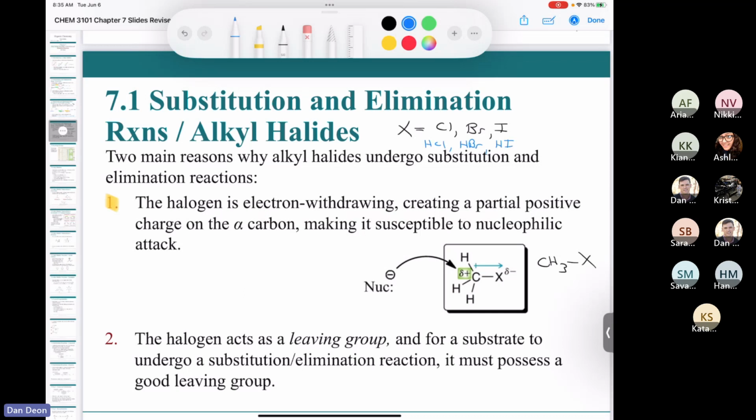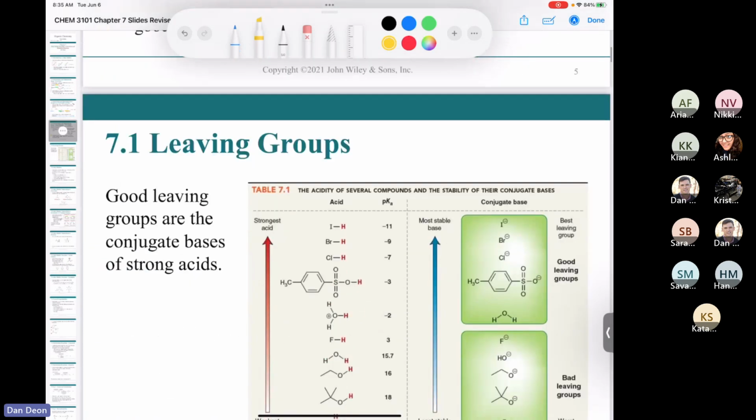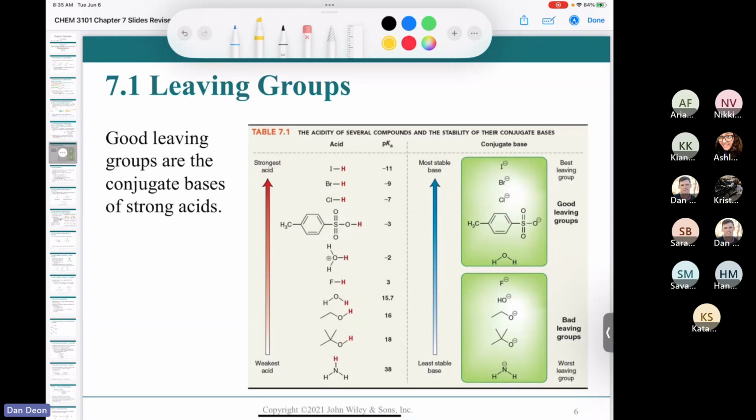Okay, so what's happening here is that you have a dipole between the carbon and the halogen. The halogen is more electronegative than the carbon. So that makes the carbon partially positive. You see the partial positive charge here. And so your nucleophile can attack that partially positive carbon and cause the leaving group to leave. So not only do you have the carbon with a partial positive charge, check out bullet point number 2. It says the halogen acts as a leaving group. And for the substrate to undergo a substitution or elimination, it's got to possess a good leaving group. So you can imagine that's a segue into what? It's a segue into this table here where we discussed good leaving groups.